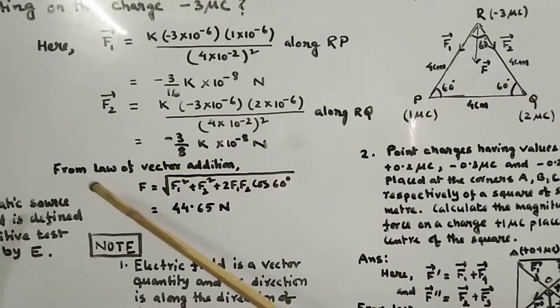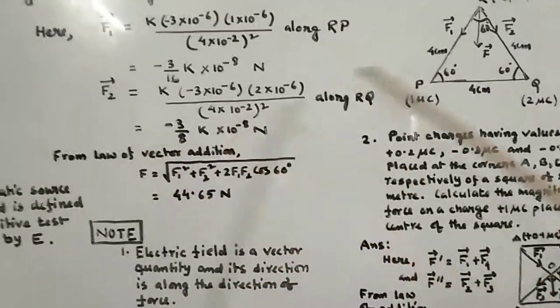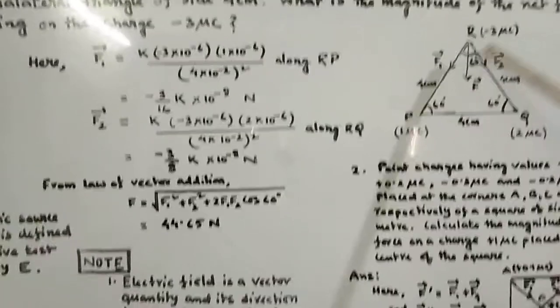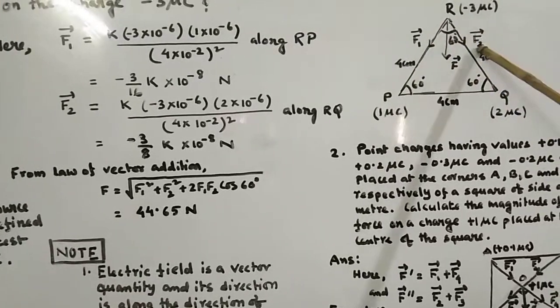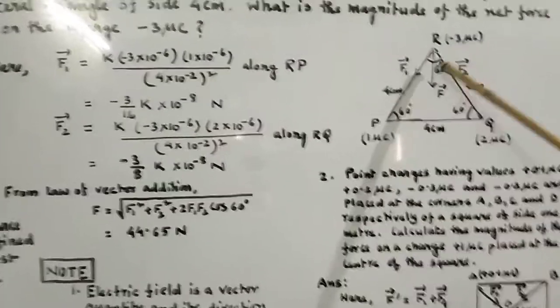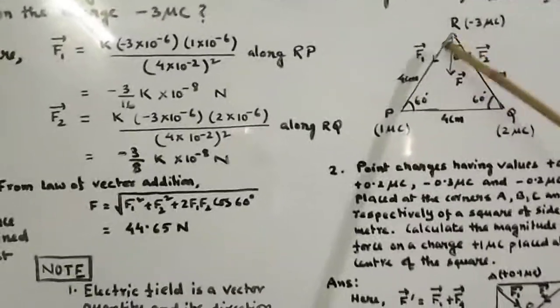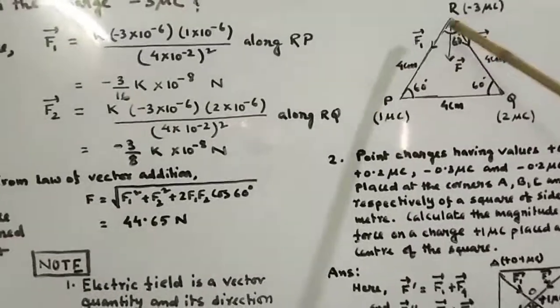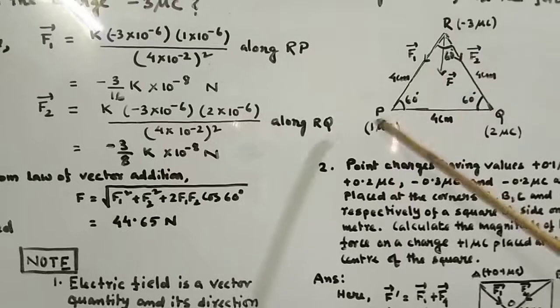So you have to use the vector addition. If we consider these two vectors as the two adjacent sides of a parallelogram, then this is your diagonal. The diagonal gives the resultant of these two vectors, F1 vector and F2 vector, and the angle between F1 vector and F2 vector is 60 degrees, because it is an equilateral triangle.